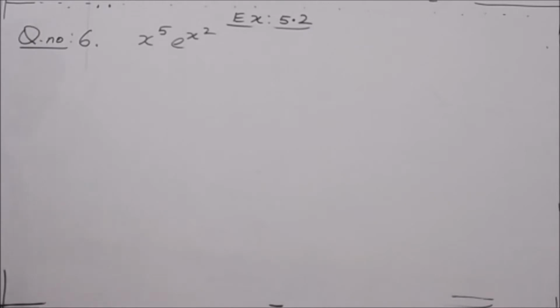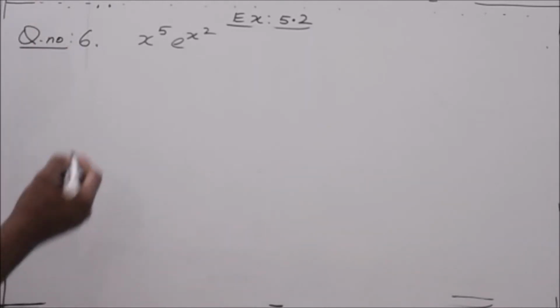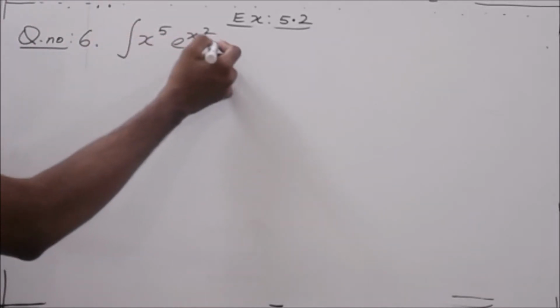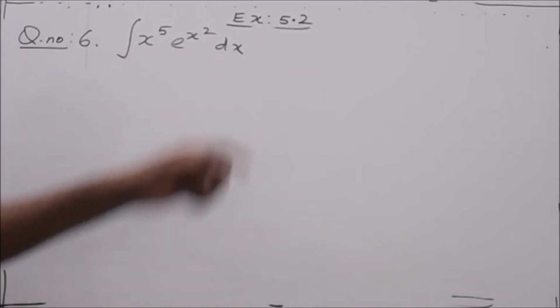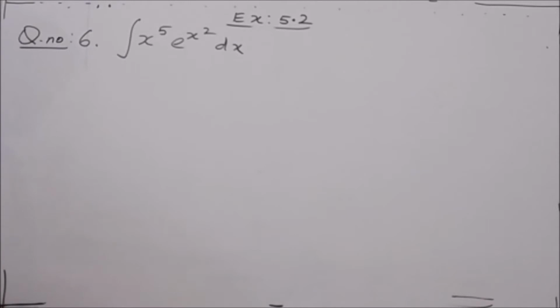Integral x^5 e^(x^2) dx is given, question number 6 in exercise 5.2. x^5 e^(x^2). By the order of priority, which is chosen as u, isolate.